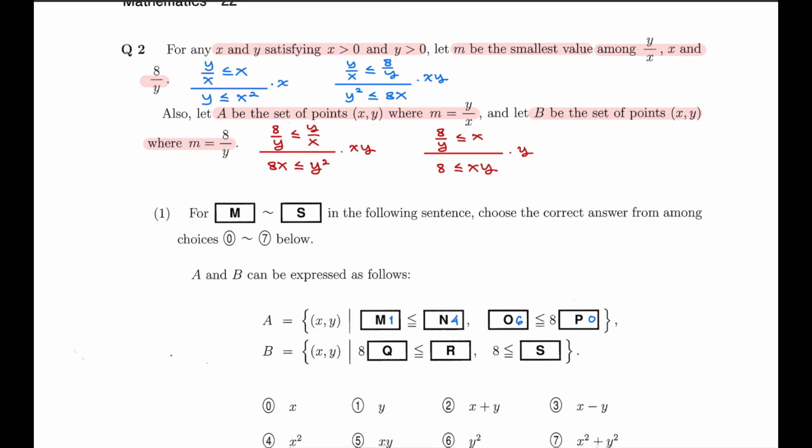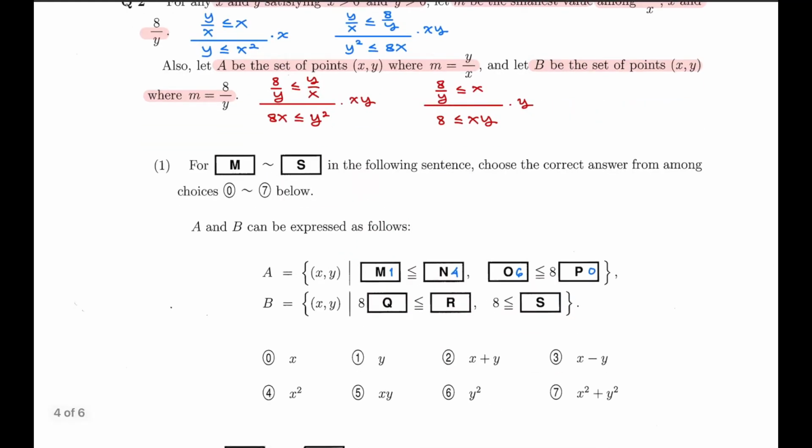So we already know the answers for letters Q, R, and S. Q is x, which is number 0, R is y squared, which is number 6, and then the last one, S is xy, which is number 5.